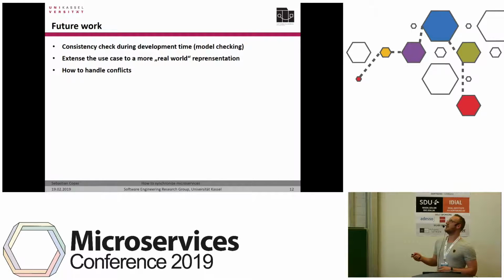Then we want to extend our example to a real world representation. We only have 4 microservices, which is very few to show that event sourcing is really a good data type. And we need a good way to handle conflicts. What happens if 2 microservices send events on the same object? Maybe the SE group changed the name of Bob to Alice, and the theory group changed the name from Bob to Carly. What do we do at this point?